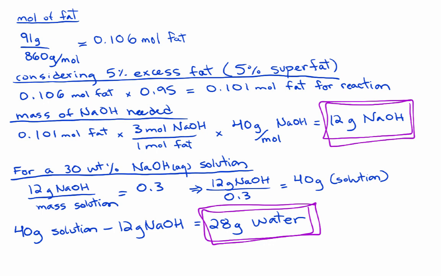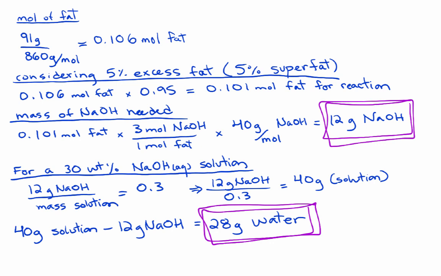One thing to consider is that most soap recipes use an excess of fat to avoid accidentally having leftover strong base, which could dry out and irritate your skin. Normally a 5% excess of fat is used, which in the industry is called a 5% superfat.